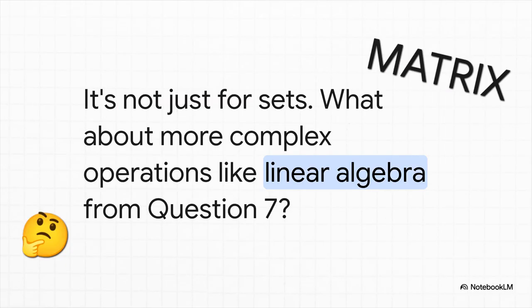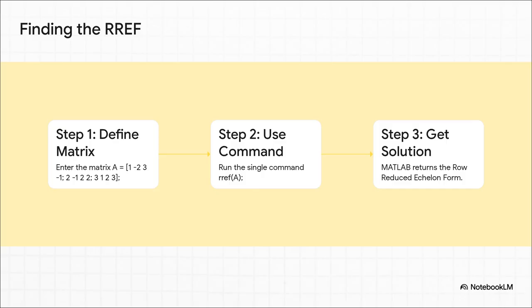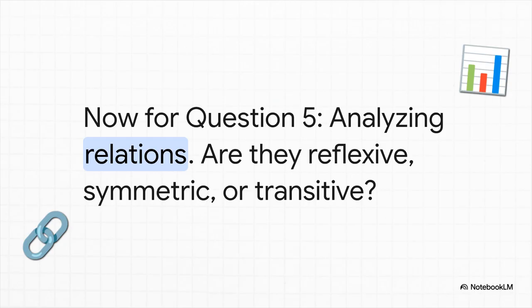Okay, that's fine for simple sets. But what about the really hairy stuff? Like, remember question 7? It's asking for the row-reduced echelon form of a matrix. I mean, that sounds way more complicated. And this is where you really see the power. Something that would take you a whole page of careful manual calculations by hand is reduced to one single command, RRF of A. You just define your matrix, you type that one little command, and bam, the answer is right there. It's done.